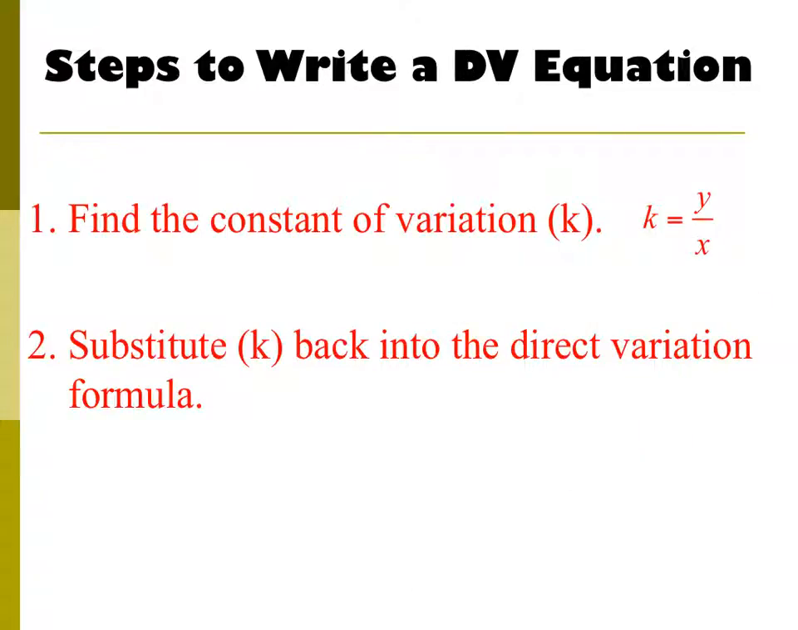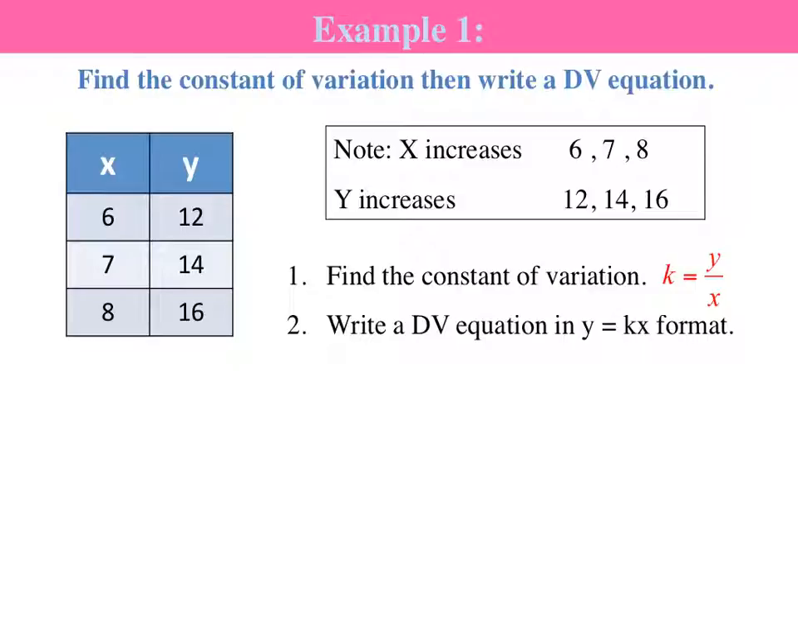So your steps to write a direct variation equation would be to find k, your constant of variation. Again, to do that, we're just going to divide y by x, since that's how you would find k from that original formula. And then to write the direct variation equation, we need to write it back into that original equation, y equals kx, but now we know k, so we substitute k back into your formula. And then you're done. So we've got 3 examples that we're going to take a look at of writing your direct variation equation from these tables.